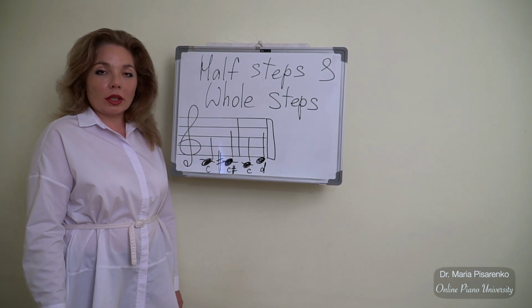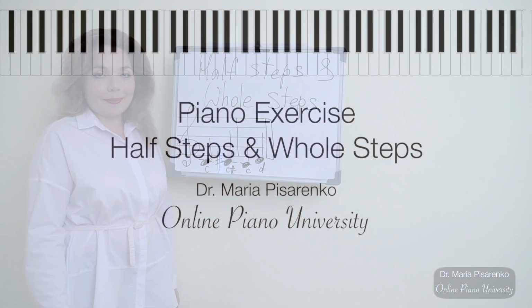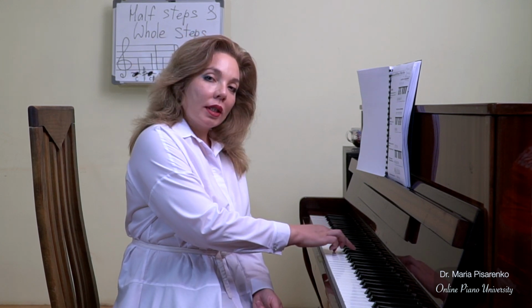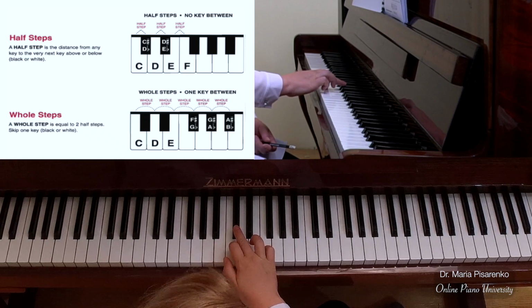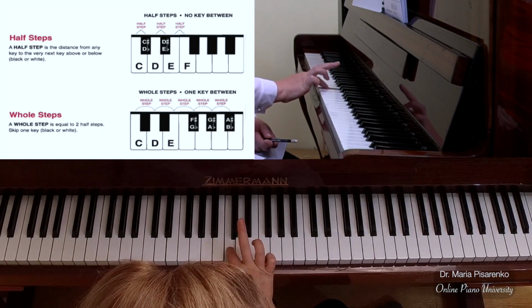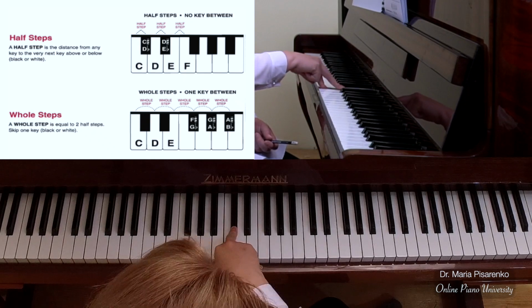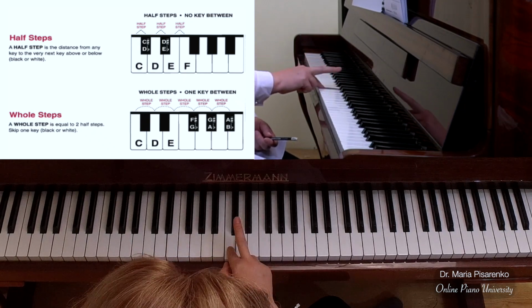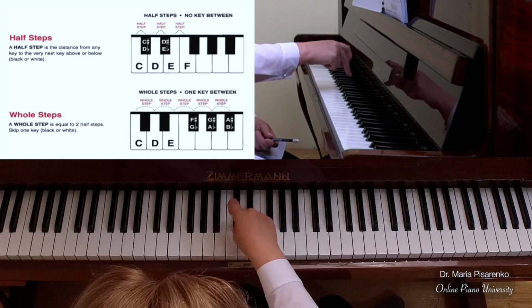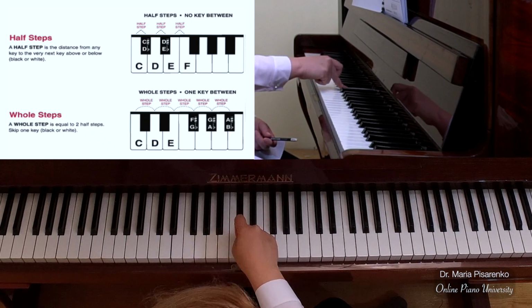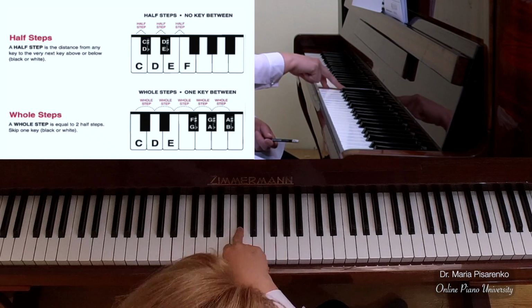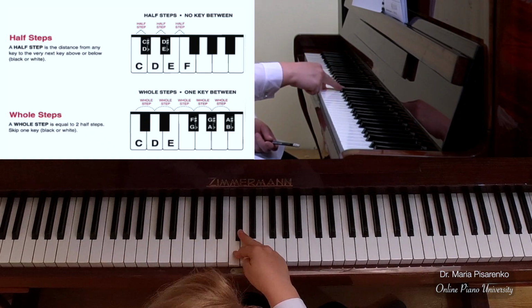Now let's look at our whole and half steps on the keyboard. Now guys, let's see what we can do with the whole steps and half steps on the keyboard. So the half step is the shortest distance between two keys on the piano. So this C and C sharp is going to be a half step, or C and D flat. Even though we are pressing the same key, it can have different names, but the distance is still the same. So this is the shortest distance on the piano.